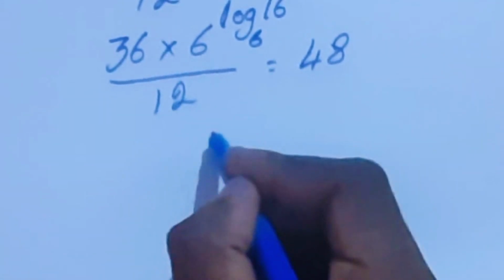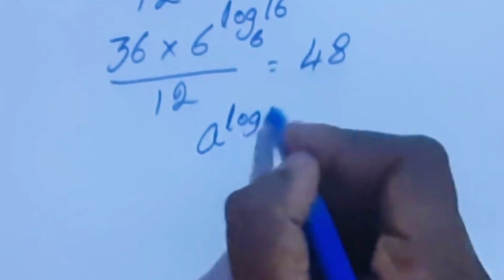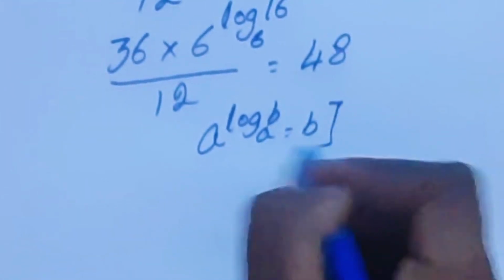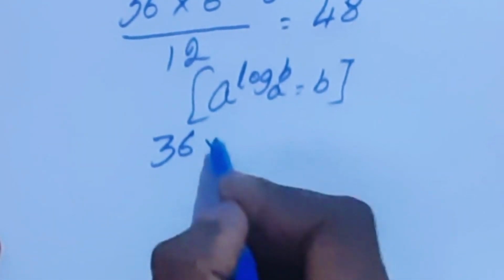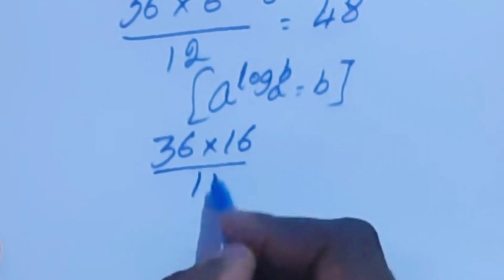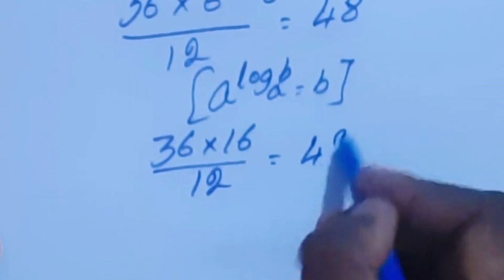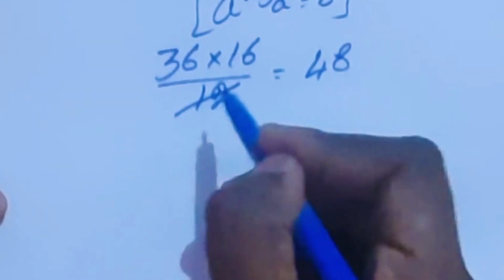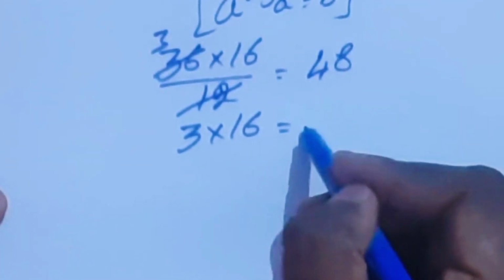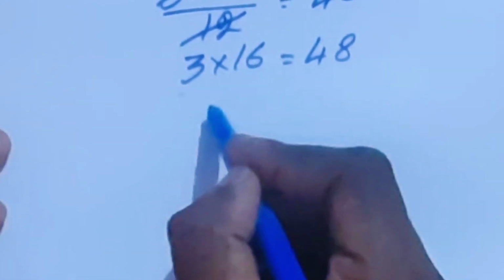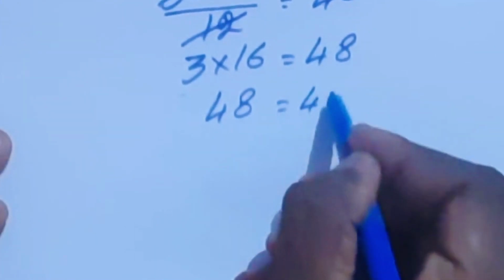Now we are going to apply this a power log b base a equal to b. This formula we are going to apply here. So we'll get 36 times 16 by 12 equal to 48. Now simplifying this, we'll get 3. Here 3 times 16 equal to 48. Here 3 times 16 is 48 equal to 48.